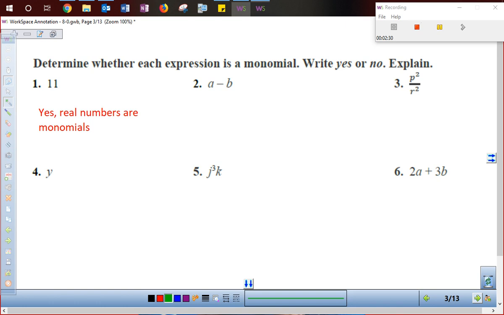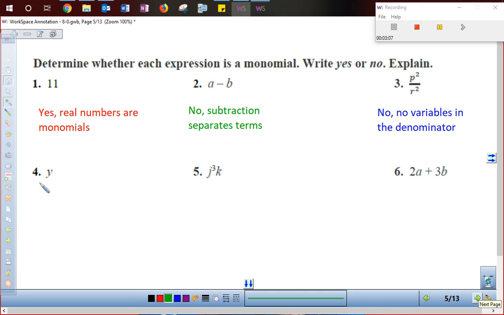On number 2, I have a minus b. Now right off the bat, I have a subtraction sign, which means this can't be a monomial. So I'm going to say no, because subtraction separates the terms. Or if you want, you could say something like no, monomials can't have subtraction. On number 3, I have p squared over r squared. Now, right off the bat, I hope you notice that we have a variable in the denominator, and that can't happen. So no, you can't have variables in the denominator in a monomial.